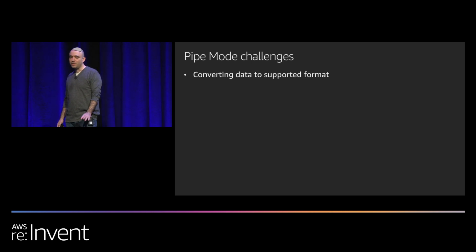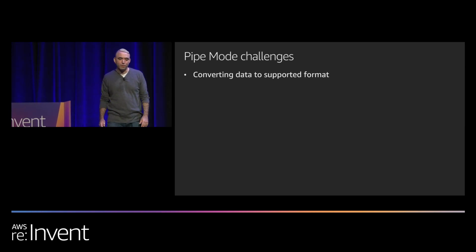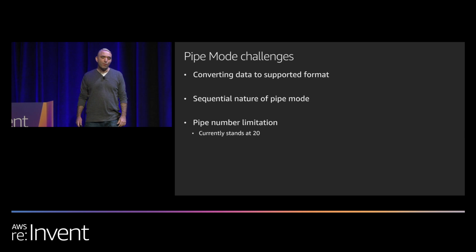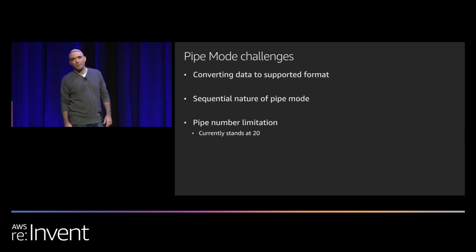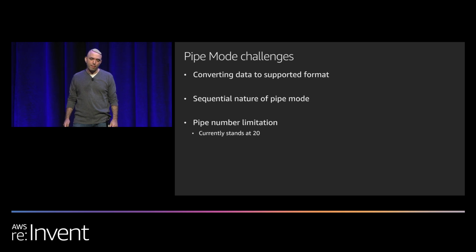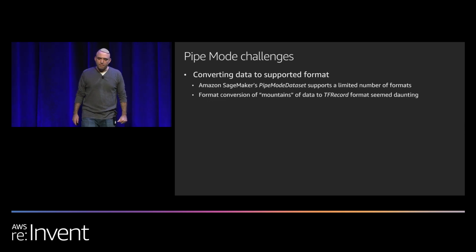The three challenges I want to discuss are how we adjusted our dataset to working with pipe mode, how we adapted our training flow to the sequential nature of pipe mode, and how we overcame the limitation on the number of pipes per training session, which today stands at 20. So let's start with the first challenge.